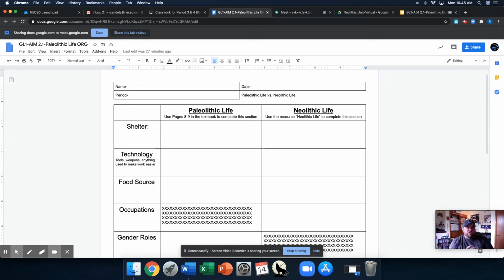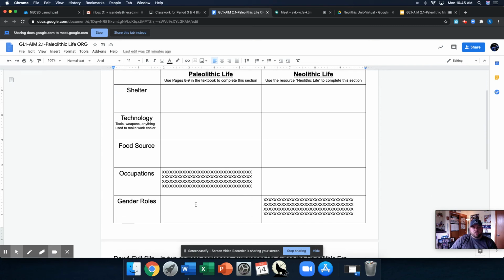In Paleolithic life, what were food sources like? What did people eat? Don't just say plants and animals. What kinds of plants? What kinds of animals? What is the text telling us, okay? And then finally, gender roles. During the Paleolithic life, according to the text, which genders were responsible for which responsibilities?